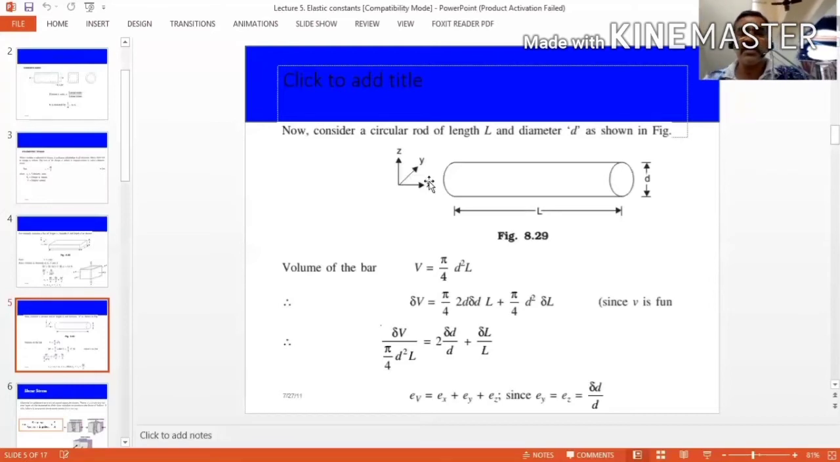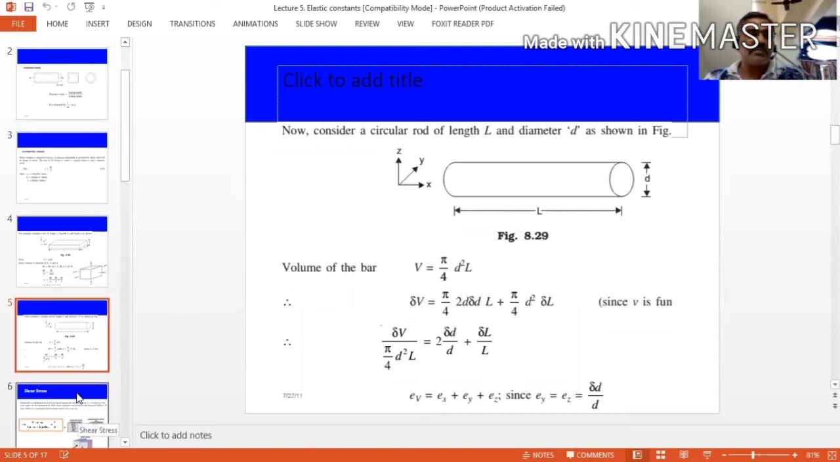Now we see a circular cross section, that is a rod. So here also, when it is subjected to a load, the strain along x direction is delta L by L. But y direction and z direction are both diameter, so both are delta D by D. Ey is equal to Ez, that is delta D by D. Here also volumetric strain is equal to Ex plus Ey plus Ez, but Ey is equal to Ez. So this is for cylindrical.